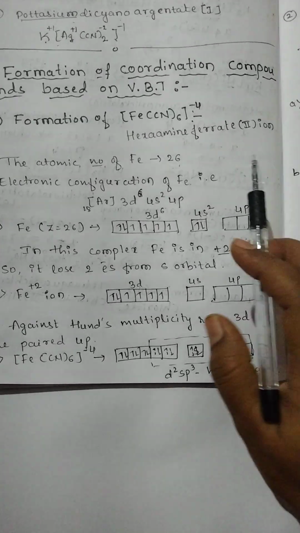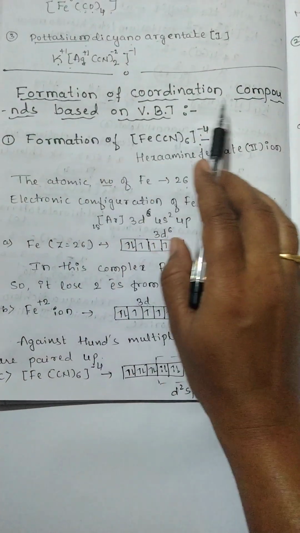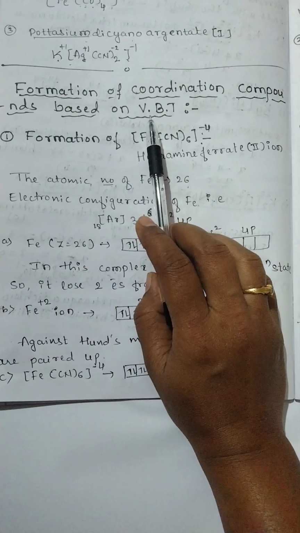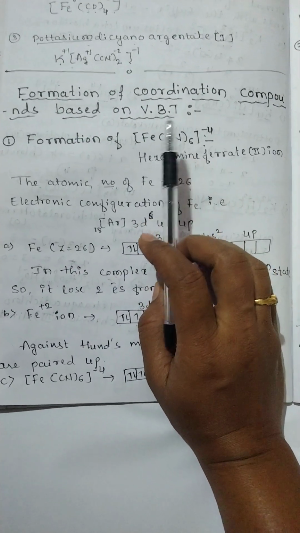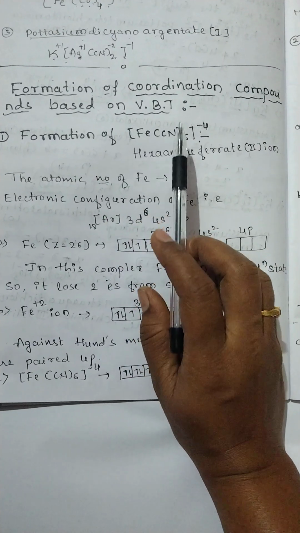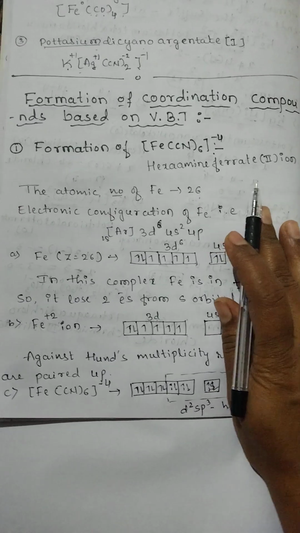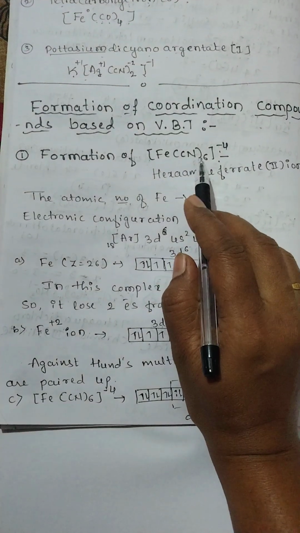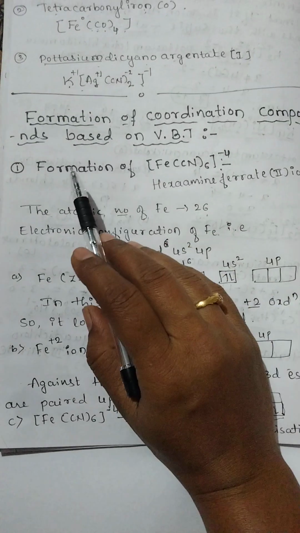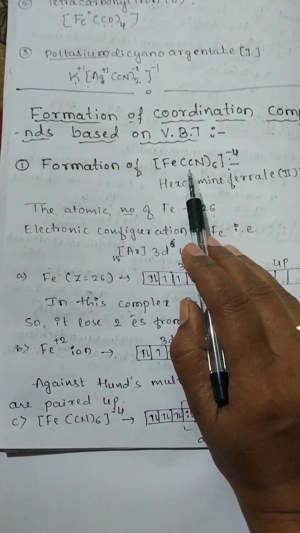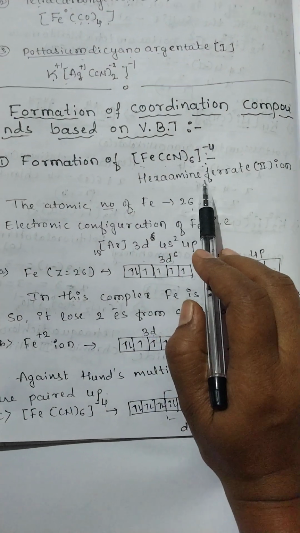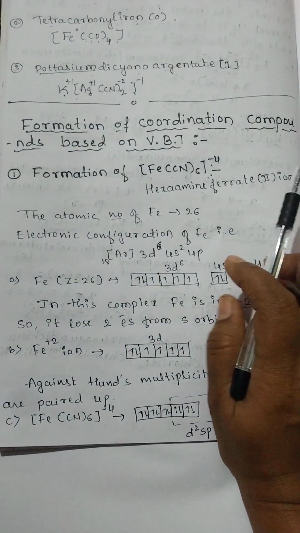Today we shall discuss the formation of coordination compounds based on V.B.T., that is valence bond theory. Based on the valence bond theory, we shall discuss the formation of different complexes having coordination number 6 and coordination number 4. The first one is the formation of Fe(CN)6, the name of the complex being hexacyanoferrate(II) ion.